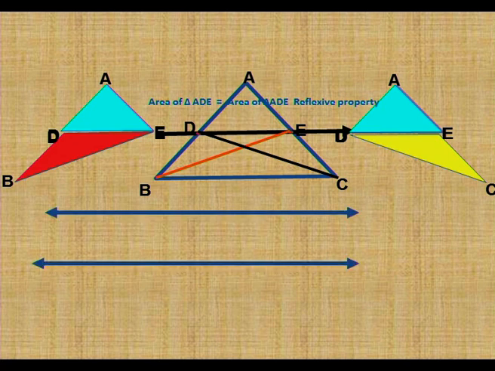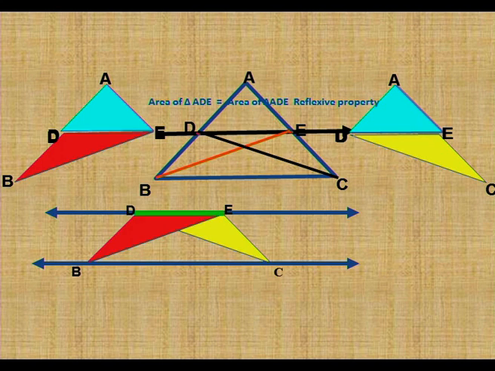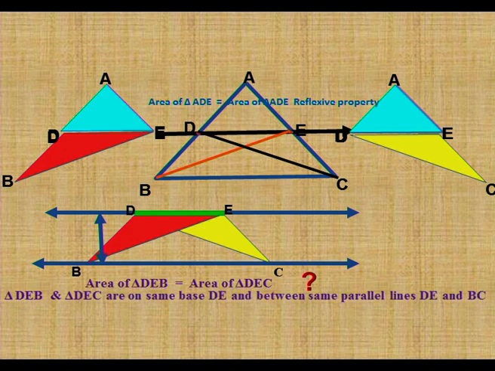Why? Let me show. These two triangles, the red color triangle and the yellow color triangle, are they same or not? Yes, they are same. Why? Area of triangle DEB is equal to area of triangle DEC. Why? Because they lie on the same base DE and between the same parallel lines DE and BC. Okay. Next, I have to rotate this triangle because I have to show AD by DB is equal to AE by EC. That is the reason I am rotating this triangle in this way.